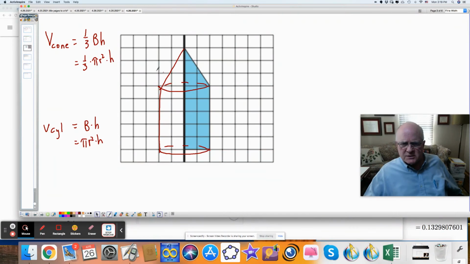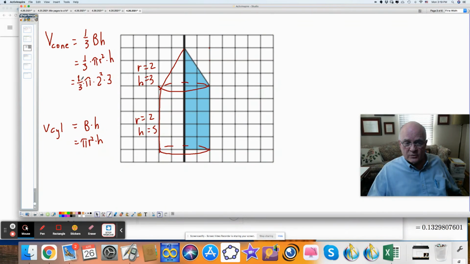Now, the radius of this top piece is 2. The height is equal to 3. We start here, we go 1, 2, 3. The radius of the bottom part is 2, and the height is 5. So now we'll substitute the values. We have 1/3 times pi times the radius squared, which is 2 squared, times 3.